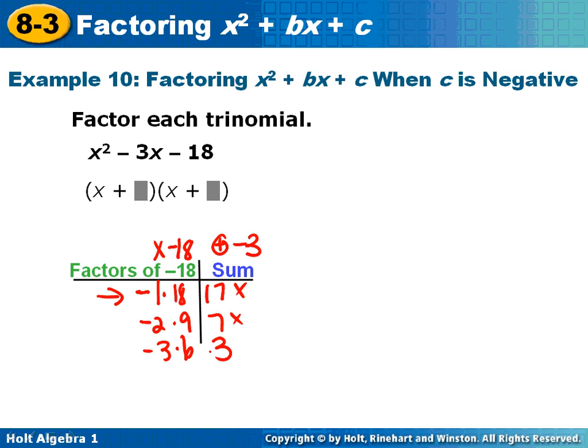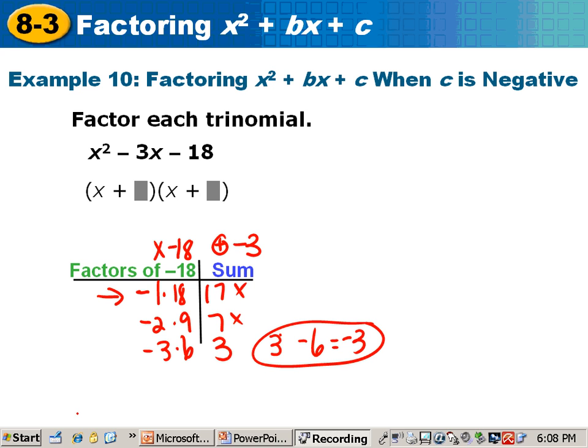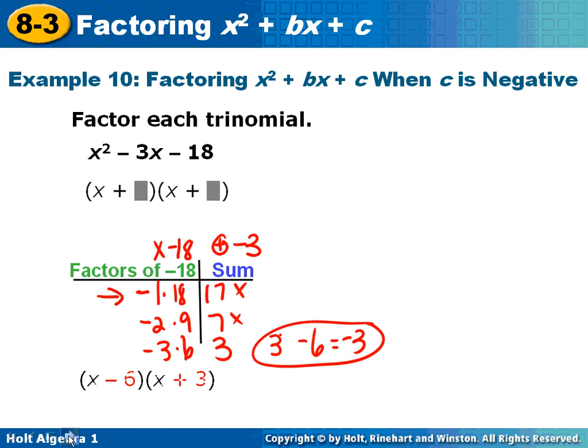Negative 3 times 6. Now that gives me a positive 3, but that gives me an idea. I think what I could do is make the 3 positive and the 6 negative. Those add up to give me a negative 3. Okay, so the way I'm going to write my answer is x minus 6 and x plus 3. Now you could have it in a different order. You could have x plus 3 and x minus 6. However, that negative must go with the 6 and the 3 must go with positive.